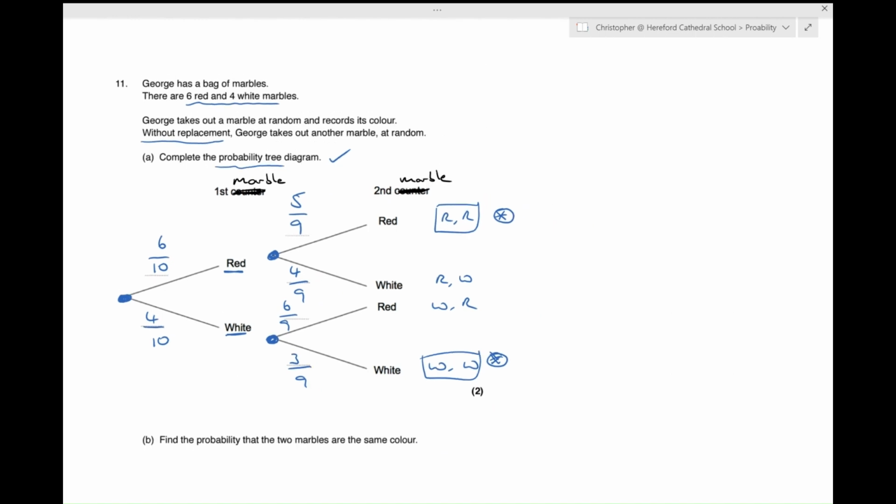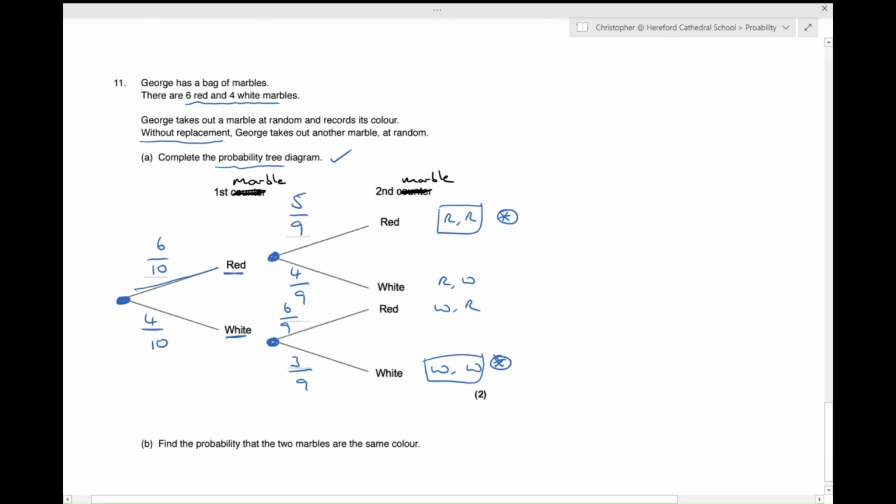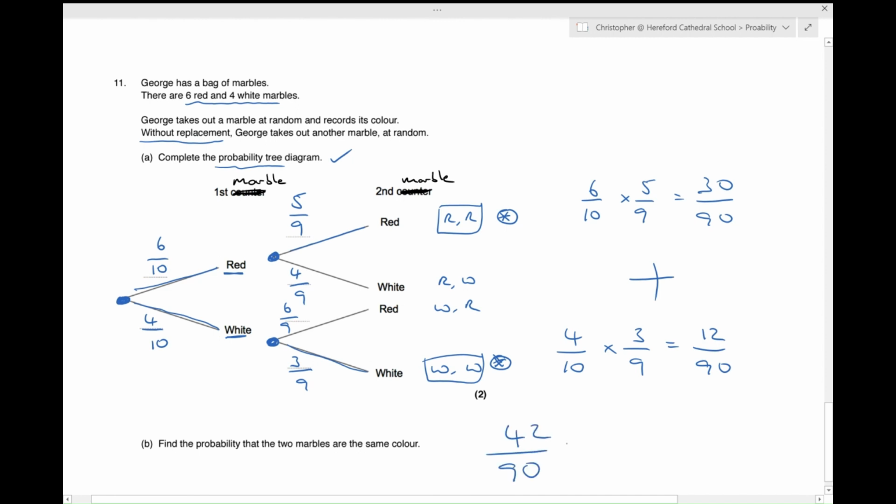Now the probability of getting a red and a red is 6/10 multiplied by 5/9, which, by the way, is 30/90. And the probability of getting a white followed by a white is 4/10 multiplied by 3/9, which, by the way, is 12/90. So the probability of getting red, red, or white, white are those two probabilities added together, 42/90. And if I put that in my calculator and cancel it down, I get the answer 7/15. And that is that question finished.